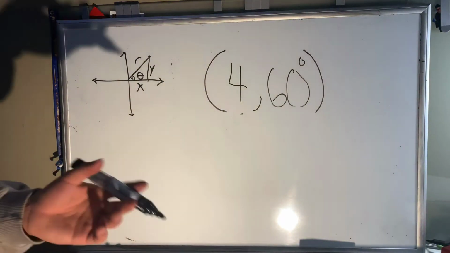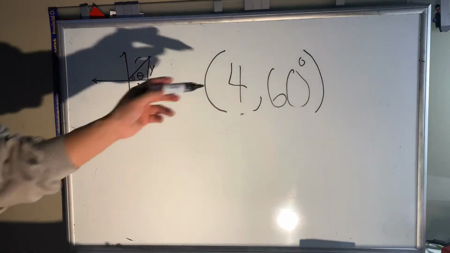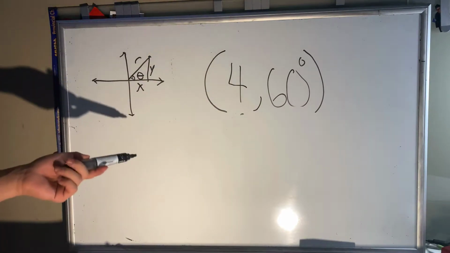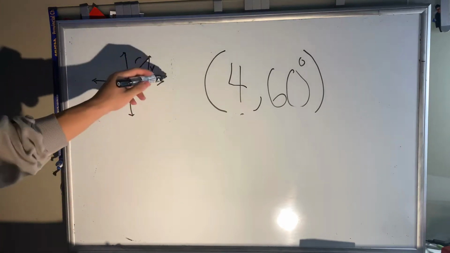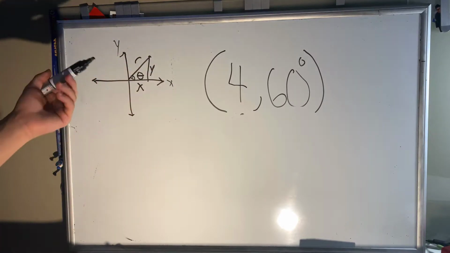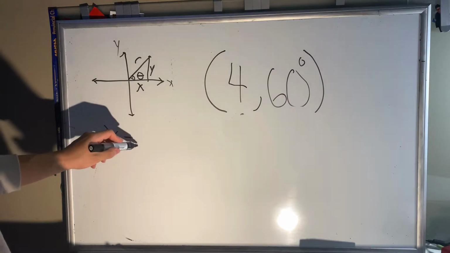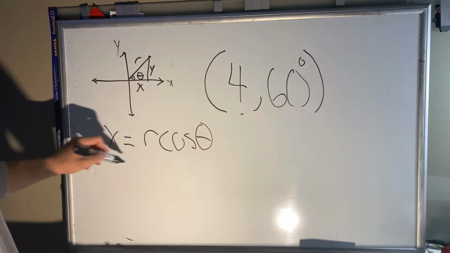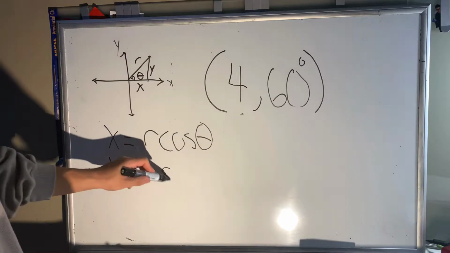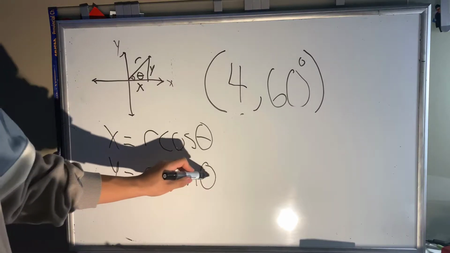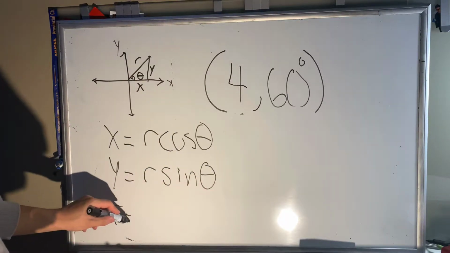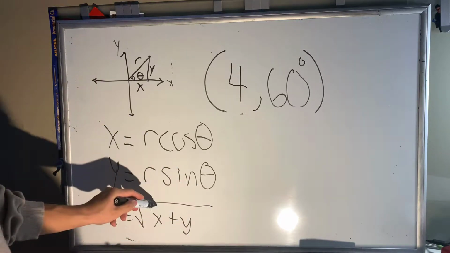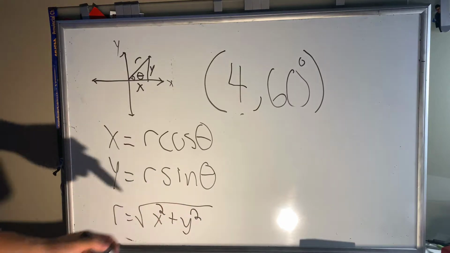Let's start converting polar coordinates to rectangular coordinates. Right here we have a polar coordinate 4 and 60 degrees. How can we relate this to the Cartesian plane on a rectangular axis? Well, on this xy axis, we can see that we can build formulas such as x equals r cos theta, y equals r sin theta, and r equals the Pythagorean theorem, which is the root of x squared plus y squared.